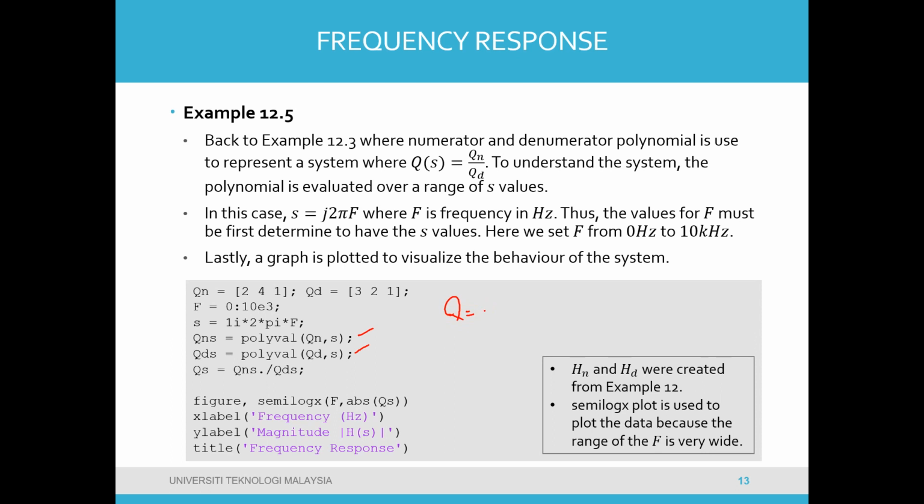Q is equal to deconv, Q and QD. Unfortunately, after this you have a remainder, so you cannot do this. Like it or not, you have to do it like this. You have to use the numerator and then the denominator, and then you divide after that.